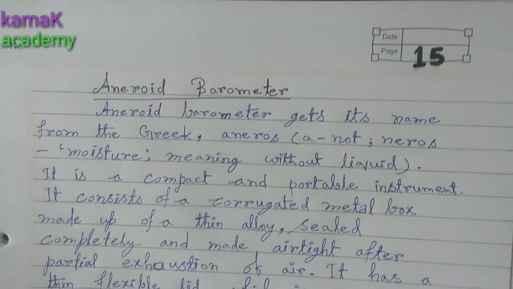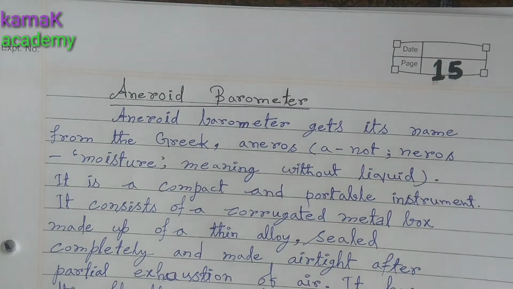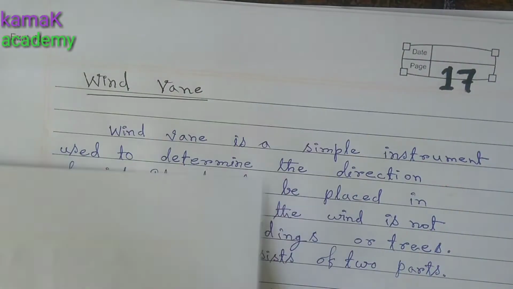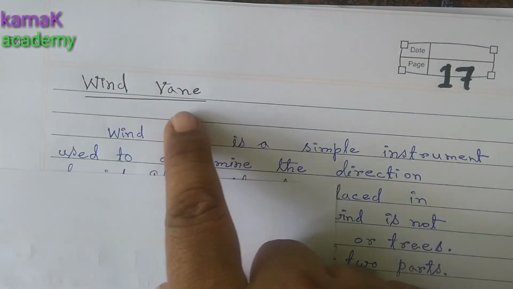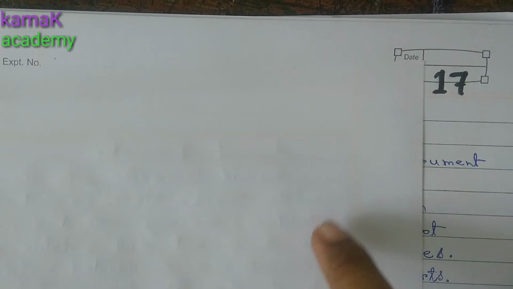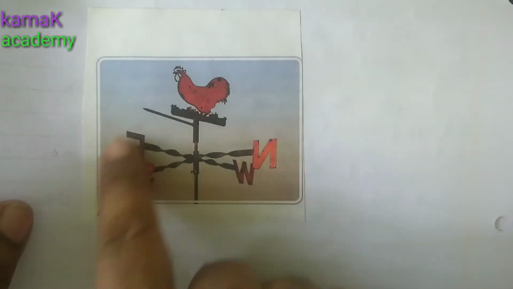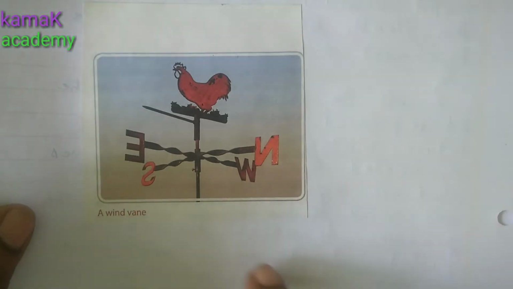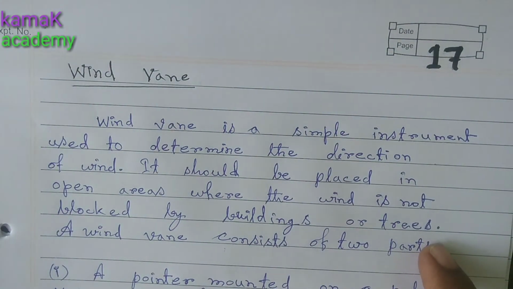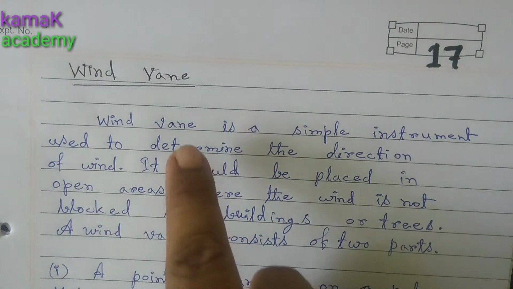This page number is 15. Next page. Okay. Windvane page number 17 and white sheet page number 16. The diagram is windvane. You can watch. Okay. Windvane.